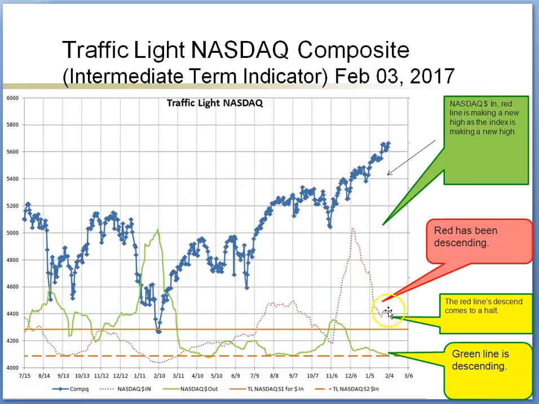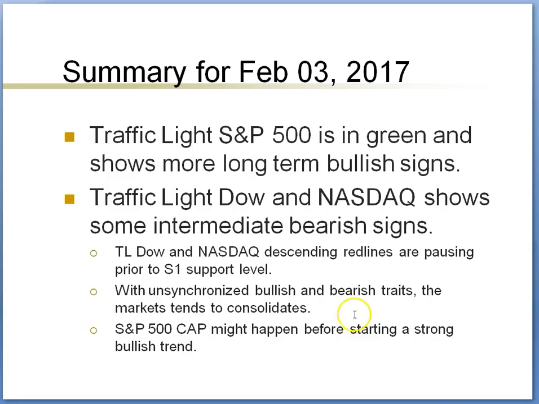direction yet. Here's this week's summary. Traffic light S&P 500 is in green and shows more long-term bullish signs. Traffic light Dow and Nasdaq show some intermediate bearish signs. Traffic light Dow and Nasdaq descending red lines are pausing prior to supporting one level. With unsynchronized bullish and bearish trades, the market tends to consolidate. S&P 500 might happen before starting a strong bullish trend.